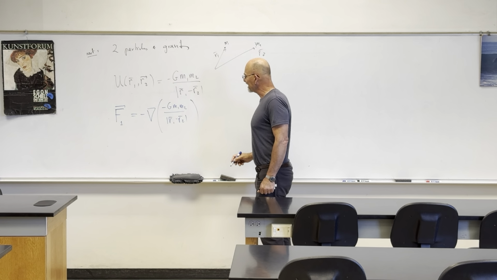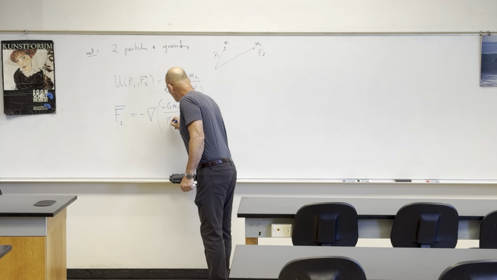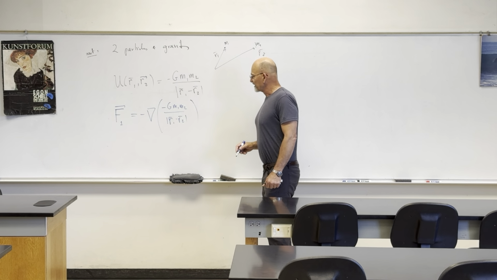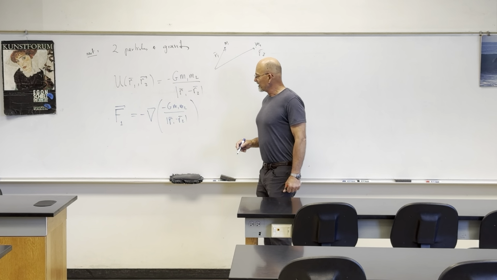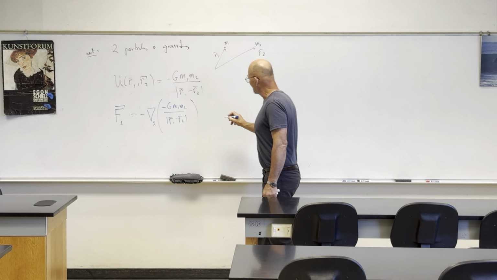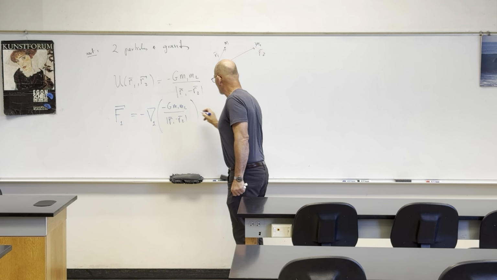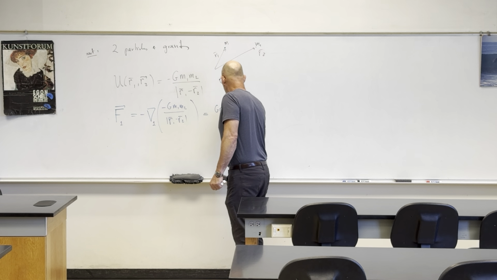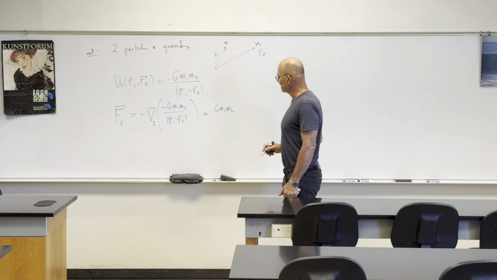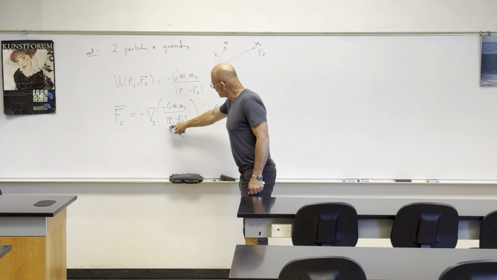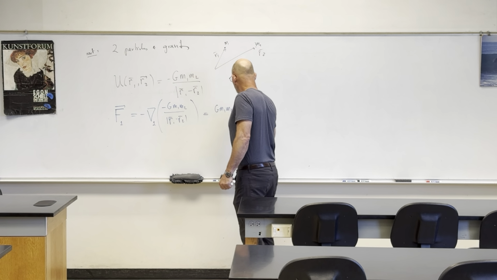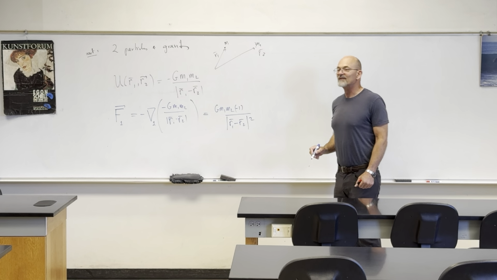And when I say the gradient, these are R's. I have to specify a gradient with respect to which particle, so we'll call this gradient sub 1. And then I can go ahead and do my calculation. Minus minus is plus. I get G M1 M2. And this gradient with respect to the first particle is just going to give us a minus 1 over R1 minus R2 squared, and then it's going to give us a vector.